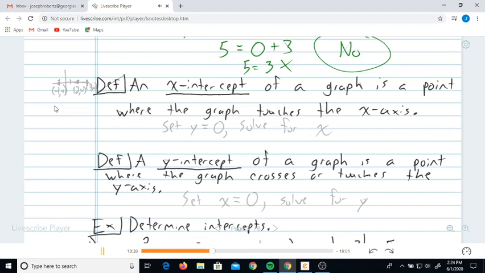Now, when we're studying graphs, there are two types of points that are crucial to studying a function. Those are what we call intercepts. And there's two types of intercepts. There's the x-intercept of a graph. The x-intercept of a graph is wherever a graph touches the x-axis.